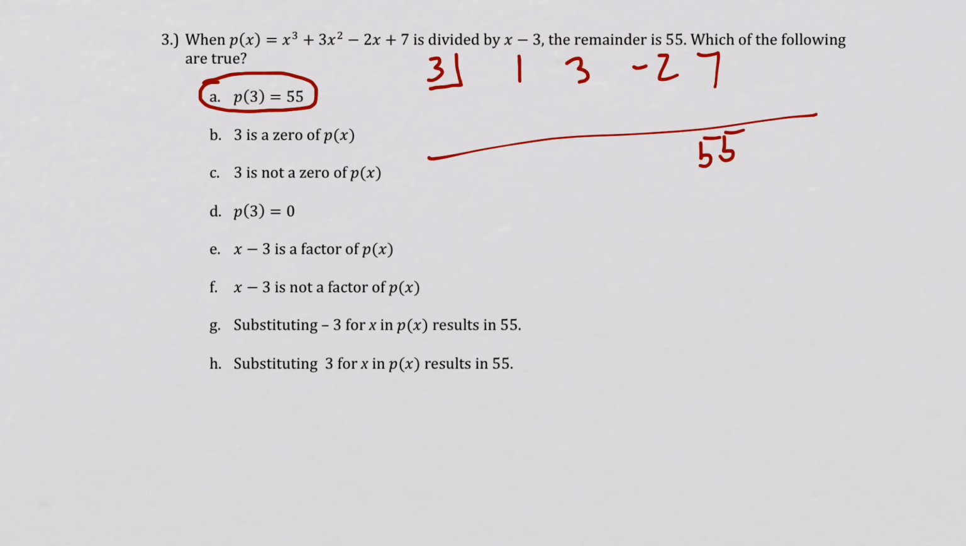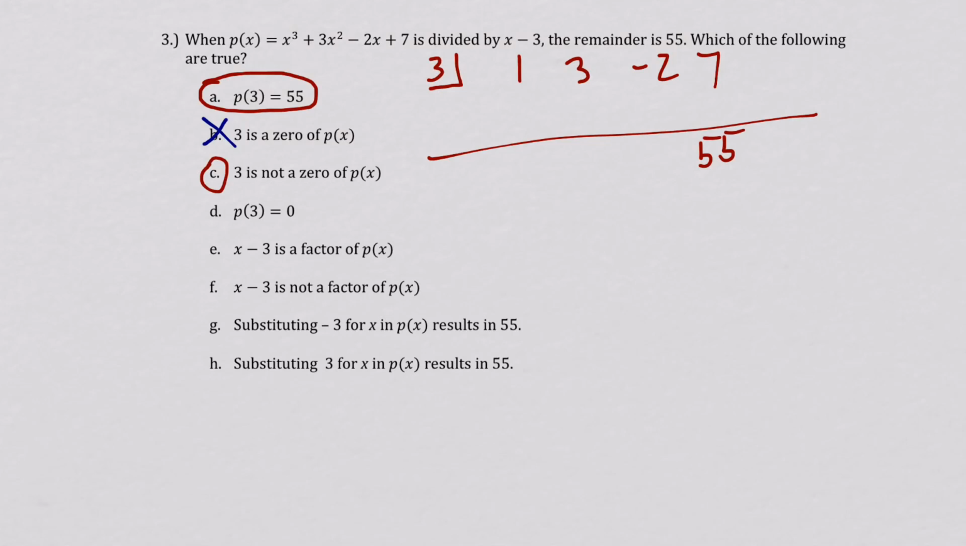Okay, part B. 3 is a 0 of p of x. Now, if 3 is a 0 of p of x, that means that when I try 3 here, I should get 0 here. And I don't. I get 55. So that one is not true. C. 3 is not a 0 of p of x. Now, what do you think about that one? Well, since we said B is not true, C must be true. And we can also look at here. When I tried 3, I got 55. So it's not a 0. Right? It should have given me 0.